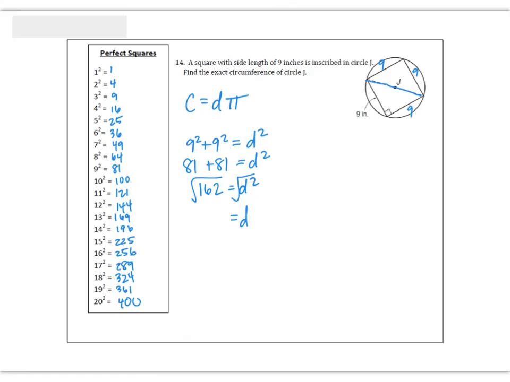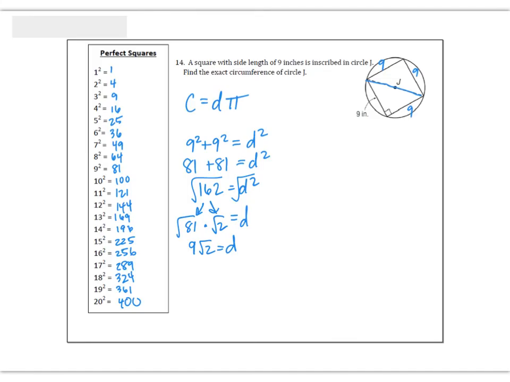So you need to figure out, can you break down 162 anymore? And you can. 81 actually goes into this twice. So the square root of 81 and the square root of 2, if you think of 81 times 2, that's the same as 162. The thing is, the square root of 81 is 9. The square root of 2 is not a nice number. So we just figured out the diameter of this circle is 9 root 2.